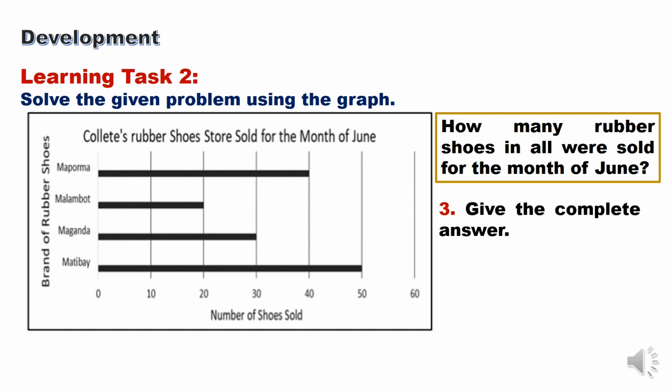Let us add all rubber shoes. Forma, there are 40 rubber shoes. Malambot, 20 rubber shoes. Maganda, 30 rubber shoes. And matibay, there are 50 rubber shoes. Let us add, 140 rubber shoes.